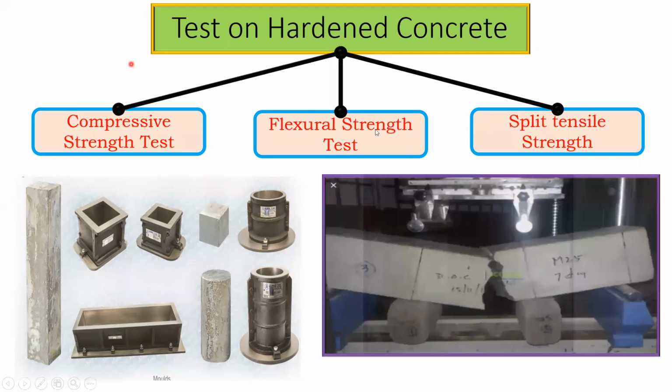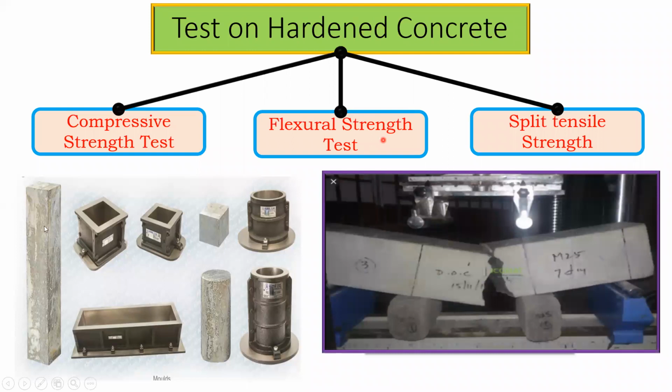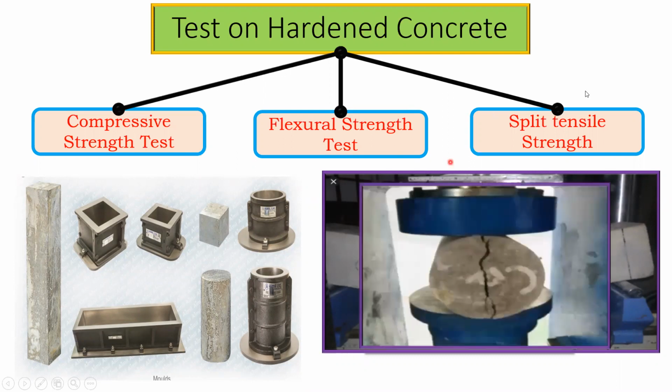This is my flexural strength test. I'll be preparing a beam something like this. I'll keep it horizontally. It will be subjected to a 2-point loading, and we apply a force. Exactly wherever there is pure bending, the crack is going to form, and this will give me the flexural strength of my concrete.